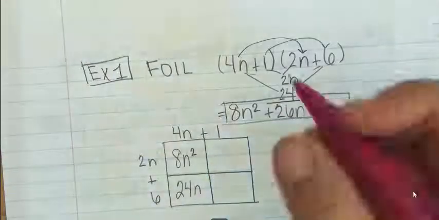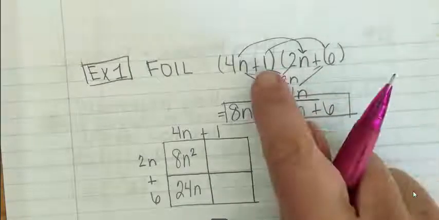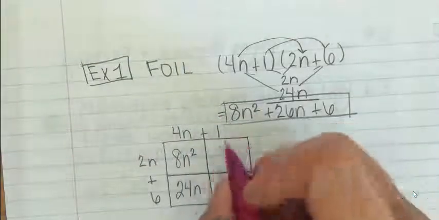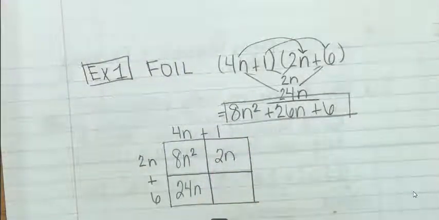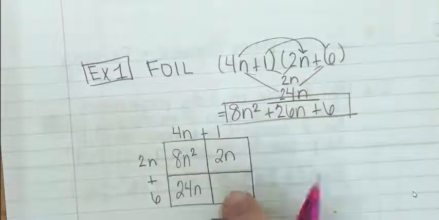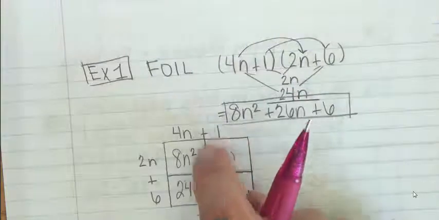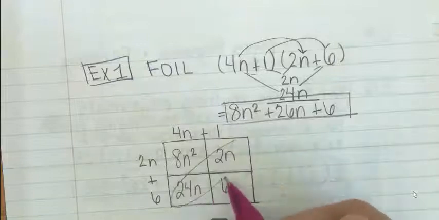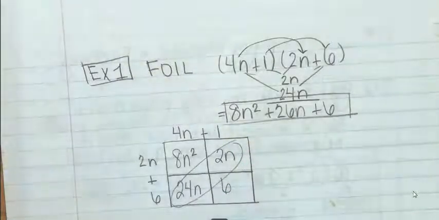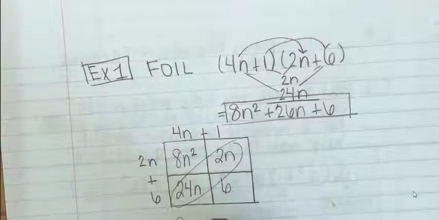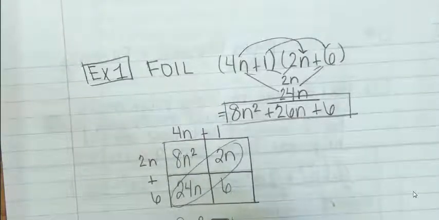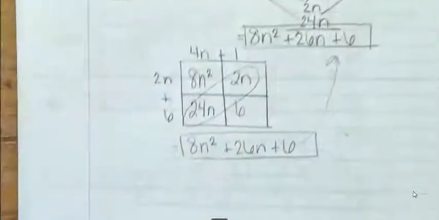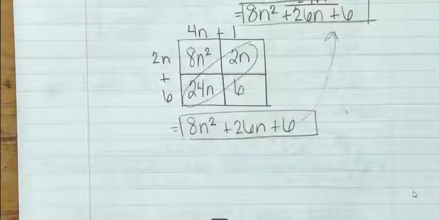If I have my inners then, okay, my inners were the 1 and the 2n. 1 times 2n, 1 being the base here, 2n being the height. I get a total of 2n. And then my last box here is going to be my last two terms. 1 times 6 gives me 6. Notice that these are like terms because these come from the outers and the inners. And that gives me a total of 26n. So you have a total of 8n squared plus 26n plus 6. And that matches exactly, right? Oops, sorry. So that's just another way that we can look at this.